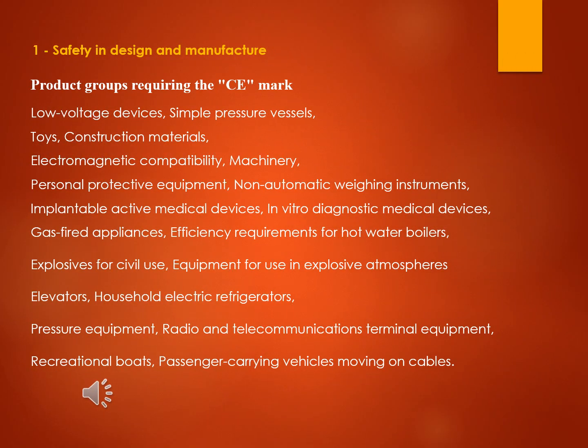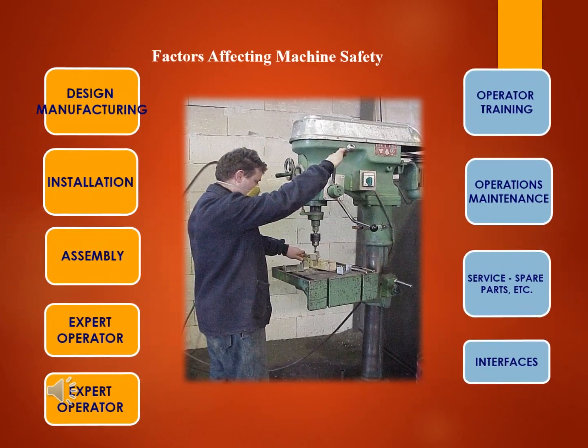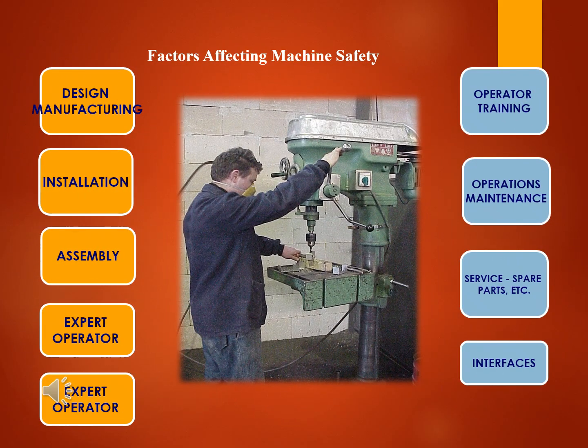There are product groups that require the CE mark. Here are some examples: low voltage devices, simple pressure vessels, toys, construction materials, electromagnetic compatibility, machinery, personal protective equipment, non-automatic weighing instruments, implantable active medical devices, in vitro diagnostic medical devices, gas-fired appliances, and efficiency requirements for hot water boilers. There are also factors that affect machine safety, such as operator training, operations maintenance, and machine installation and assembly.